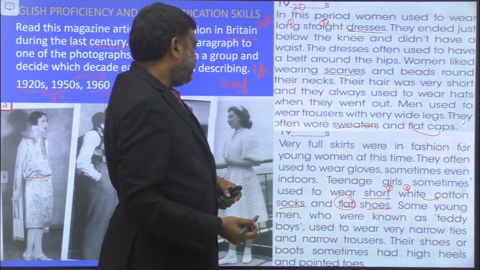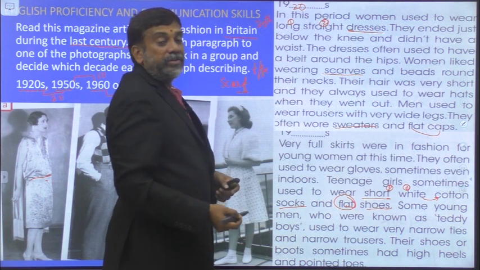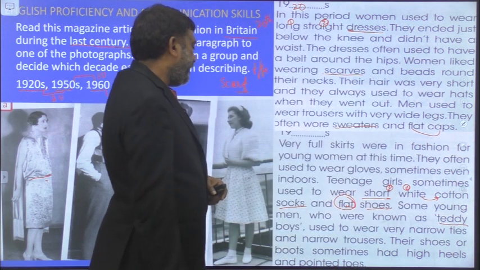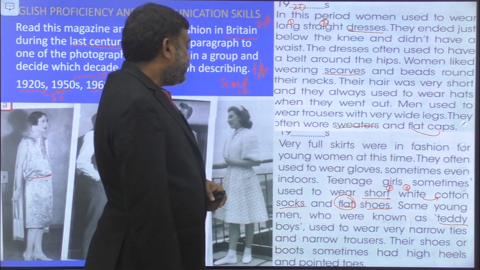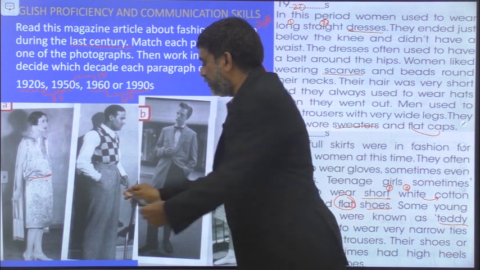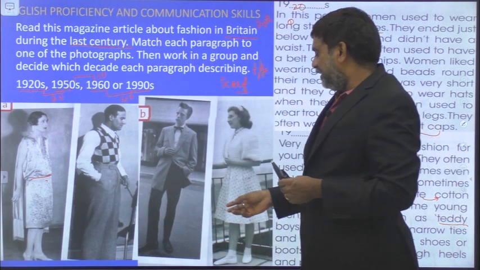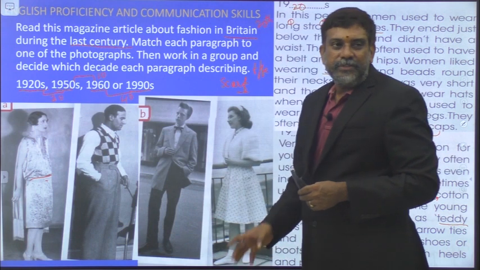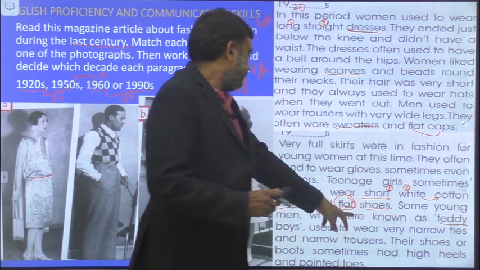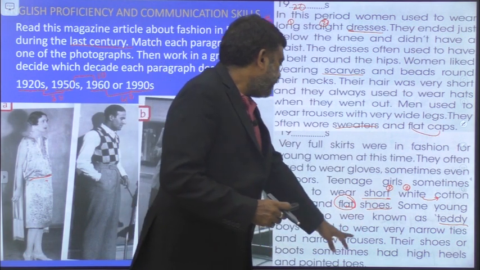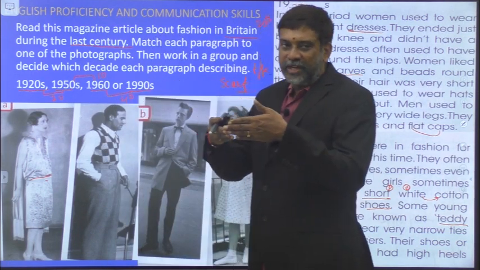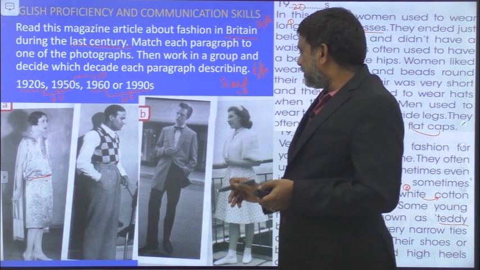Some young men were known as teddy boys. What were these boys especially called? Teddy boys, and they used to wear very narrow ties and narrow trousers. See here, what is the difference between these two? People used to wear wide trousers, but when it comes to this, narrow pants were a fashion again at this age. And what is the other thing? Their shoes or boots sometimes had high heels and pointed toes. So the shoes would come with very pointed toes and the heels were there.